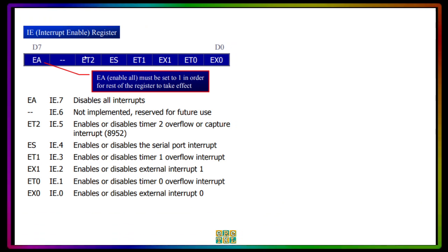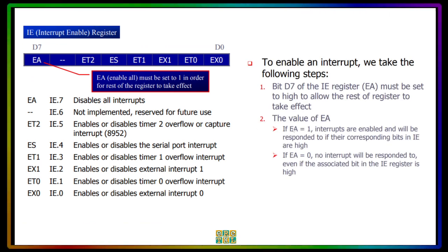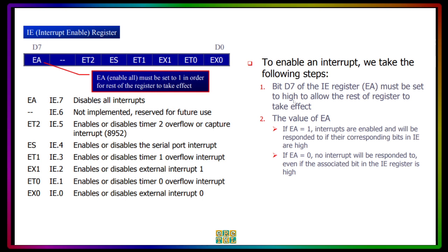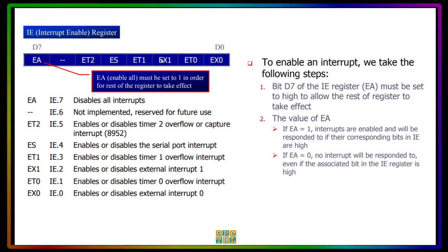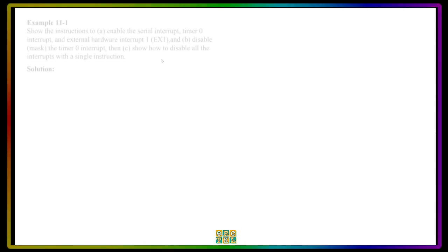You have to put 1 here before you put any activation 1 on the 6 interrupts. Now, to enable an interrupt, we must take the following steps. Again, in the IE register, EA must be set to 1, or high, first to allow the 6 other bits to take effect. It means that even if I activate any of the 6 interrupts here, it will not work if EA equals 0. So EA must be equal to 1 first. If EA equals 0, then none of these 6 interrupt bits will be responded to by the microcontroller.